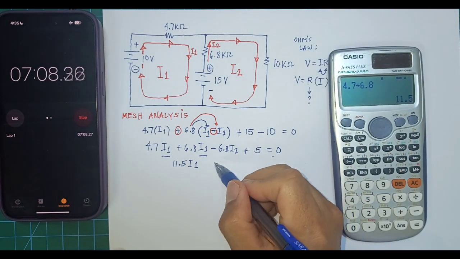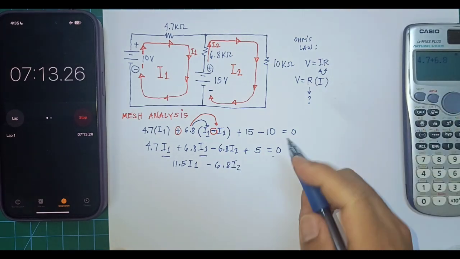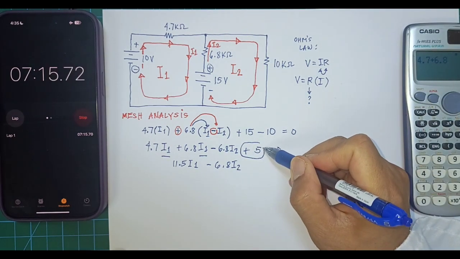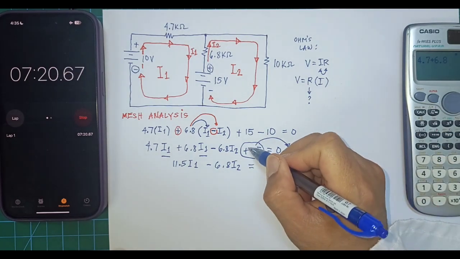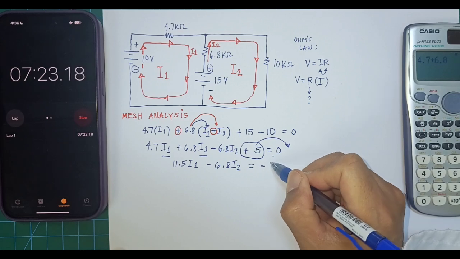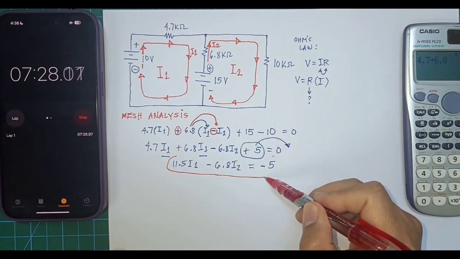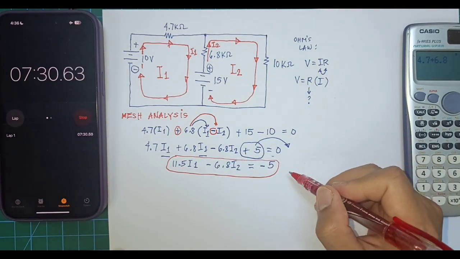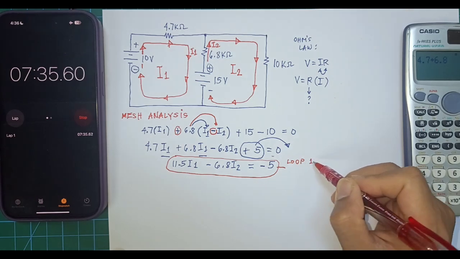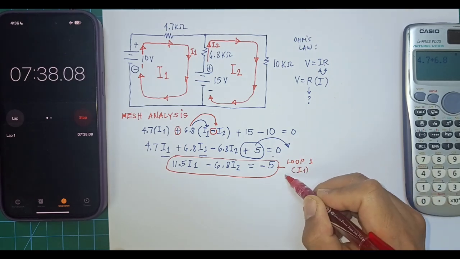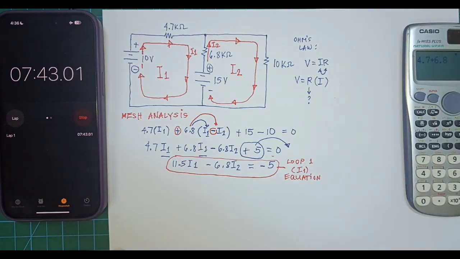And we will subtract the remaining 6.8 I2. But in the case of plus 5, we will move it to the other side of the equation, and if you do that, the positive sign will become negative. And so we will have this equation. This will be our loop 1 or I1 equation. I hope you understand that.